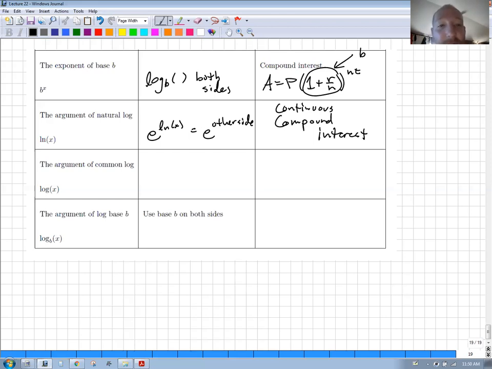Argument of common log, this is the same as log base 10. We do 10 to the log base 10 of x, which gives you your x back. Argument of log base b: we use base b on both sides. b to the log base b of x gives us our x back.